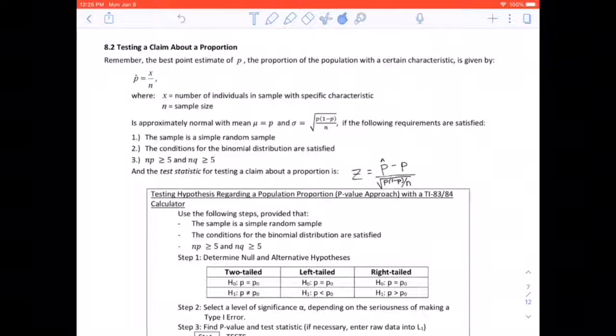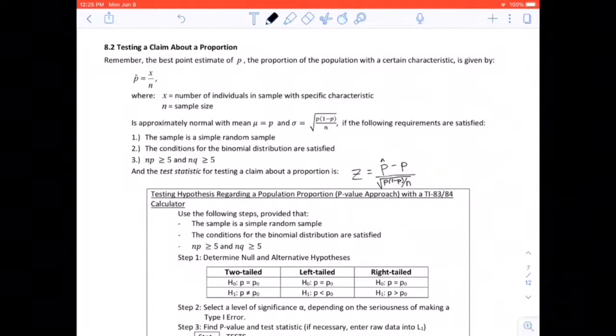We are in section 8.2, testing a claim about a proportion. Remember, the best point estimate of p, the proportion of the population with a certain characteristic, is given by p hat, which is equal to x over n, where x is the number of individuals in the sample with a certain characteristic, and n is our sample size, is approximately normal with a mean mu equals p and a standard deviation of the square root of p times 1 minus p divided by n, if the following requirements are satisfied.